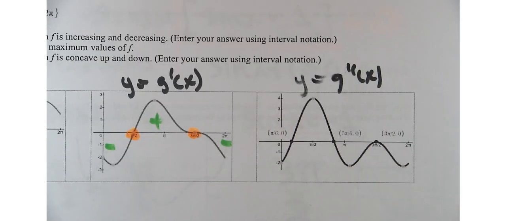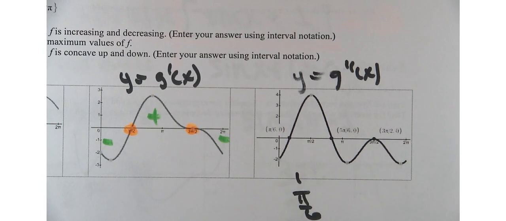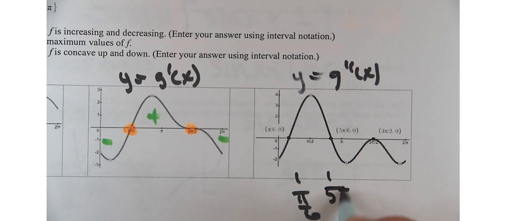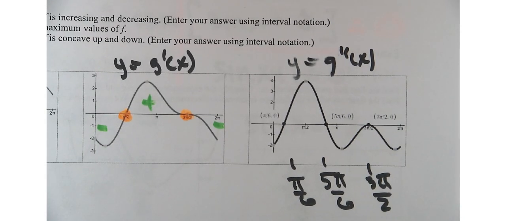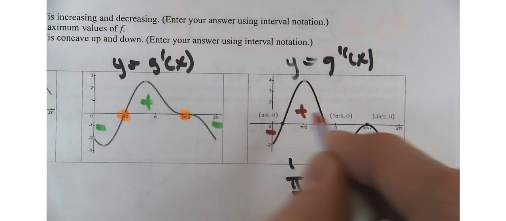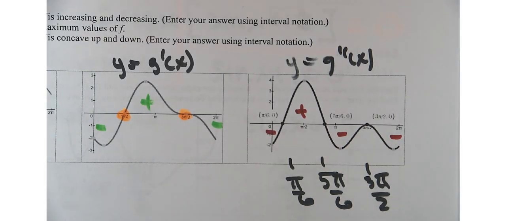Now, I've actually calculated the second derivative and solved it here for you. You've got some points at pi over 6, at 5 pi over 6, 5 pi over 6, and finally 3 pi over 2. And in between, the function is concave down, concave up, concave down, and concave down again. So, okay, great.